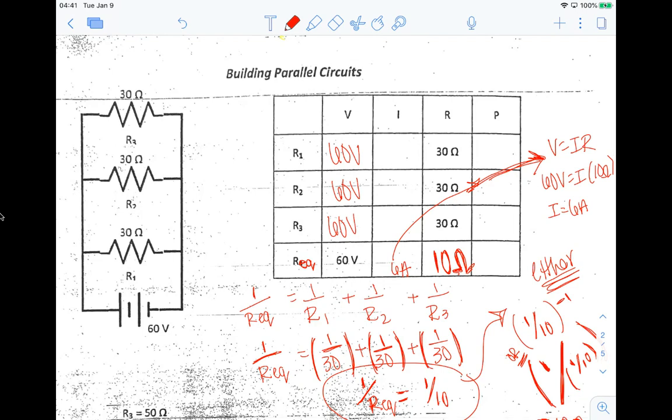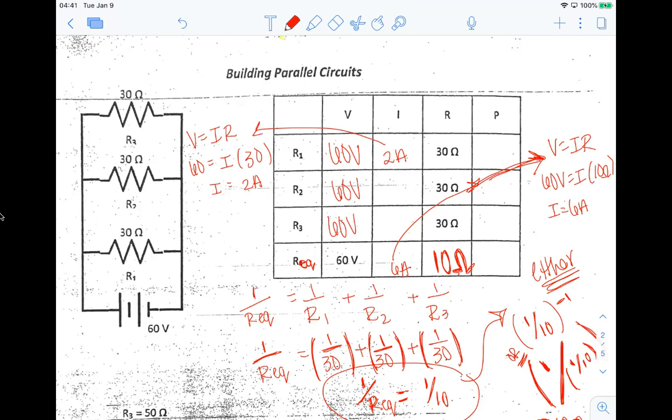equals IR. So again, if I want to solve for R1, I can solve V equals IR. I have 60 volts is equal to I multiplied by 30 ohms. I should be equal to 2 amperes.